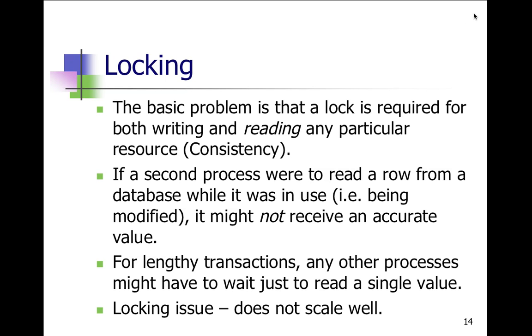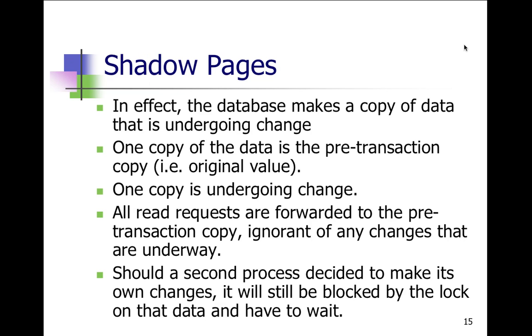So if the first process were to open up and read something, and the second process were to read a row from a database while it was in use and being modified by somebody else, it might not receive the accurate value. And for lengthy transactions, any other process might have to wait until something has been returned or released before it can actually open it up. So locking doesn't scale well. If you have one resource and a lot of people using it, forget it, it's too slow.